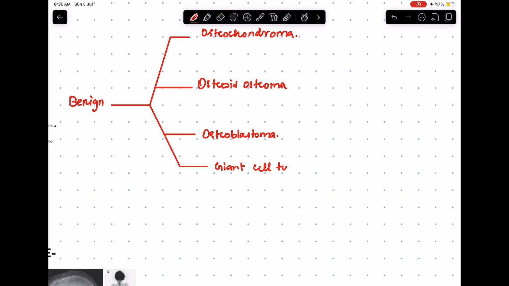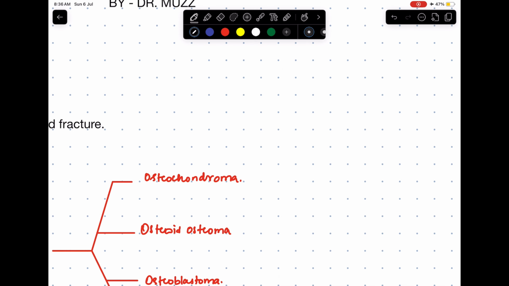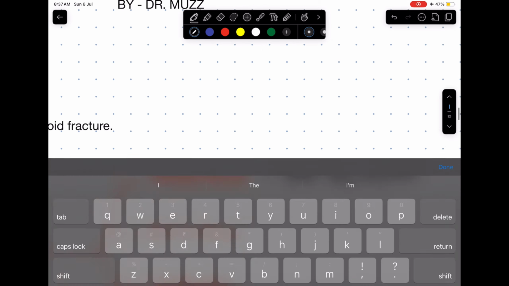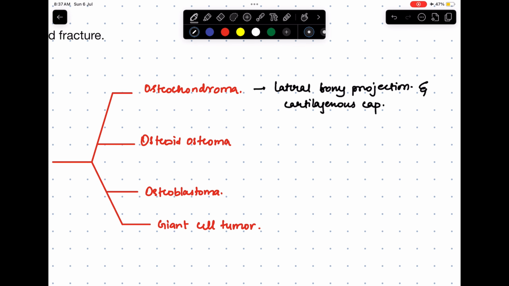So I'll give you only the important information that you need to see in the question, and that's it for the diagnosis of these tumors. So first is osteochondroma. The only thing you need to remember is there would be a lateral bony projection with a cartilaginous cap. That would be very significantly visible on X-rays. Second is osteoid osteoma. It has a very similar presentation to osteoblastoma. There would be nocturnal bone pain with prostaglandin involvement, so the pain could be relieved by NSAIDs.